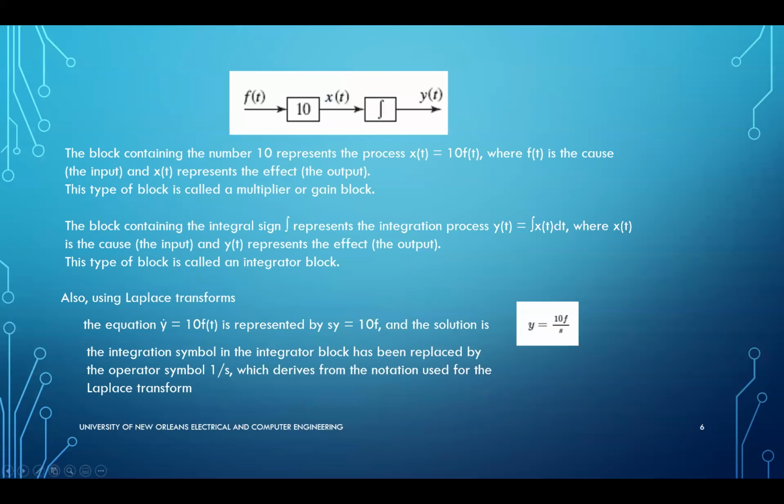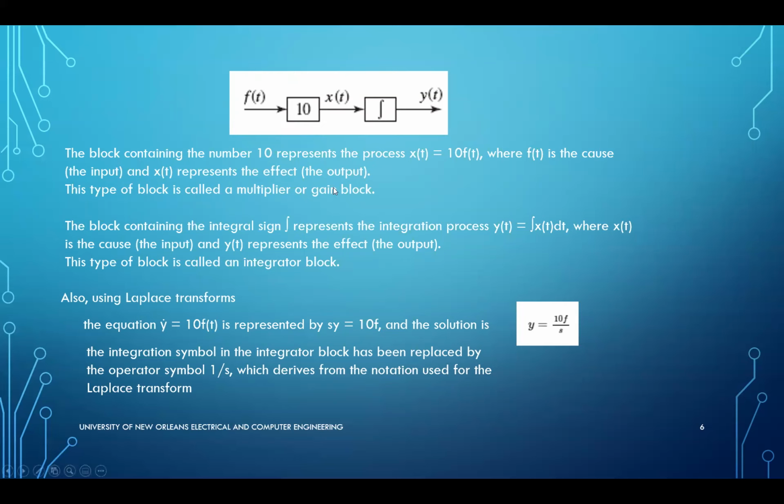Going back again to the block diagram, we generated a simulation diagram. The block containing the number 10 represents this process: 10 times f of t, where f of t is the cause, the input, and x of t represents the effect or the output of that block. This type of block is called a multiplier or just a gain block.